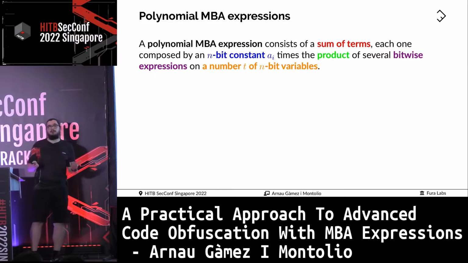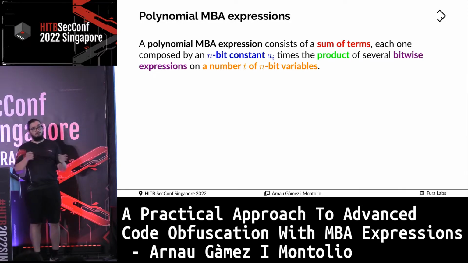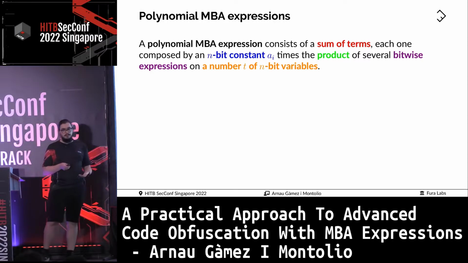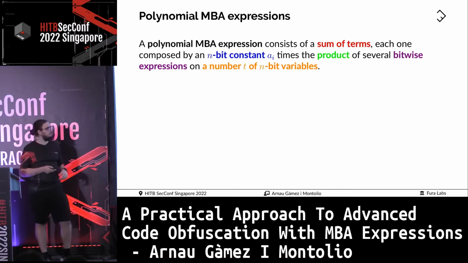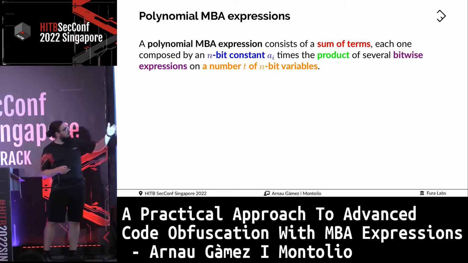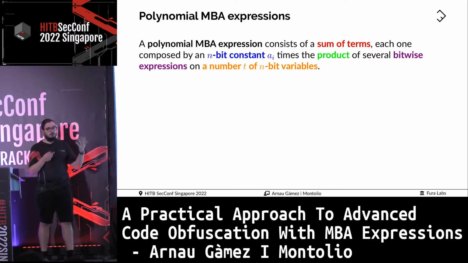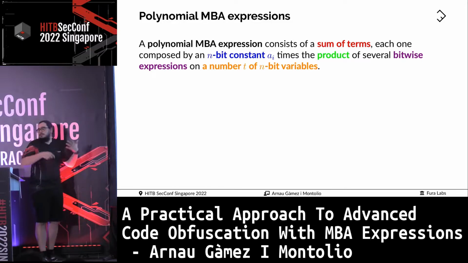if you know what a polynomial is in normal arithmetic maths, then it is very related. You have a sum of terms, then each term is composed of a constant. In this case, an n-bit constant is just a constant on some bit size. And each of the terms is this constant times the product of several bitwise expressions. In arithmetic polynomials, this would be a sum of terms of an integer constant times some incognita, some x, or x squared, or x whatever. In this case, we have a sum of terms, each one composed of an n-bit constant times the product of several bitwise expressions on any number of variables that we have the expression in.